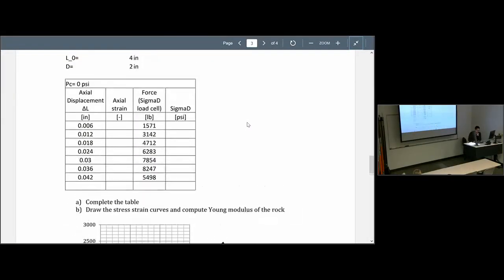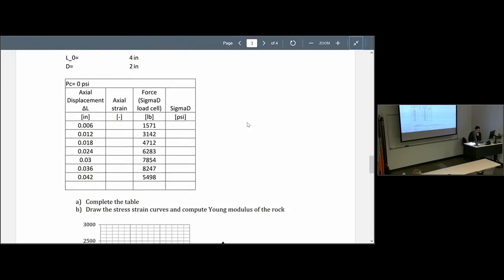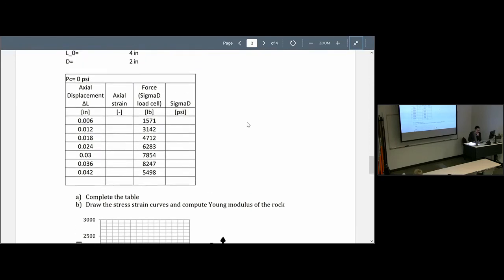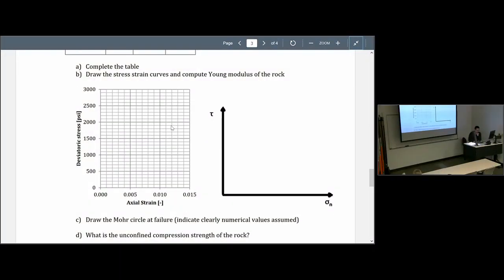Here you have an example about computing a Young modulus. So remember that you need to know how to compute an axial strain. If you have a force, this is exactly what you have in the lab, how to compute the deviatoric stress or stress. You have the length of the sample, diameter of the sample, and here you just have to plot that and then fit a line to that and measure a Young modulus.